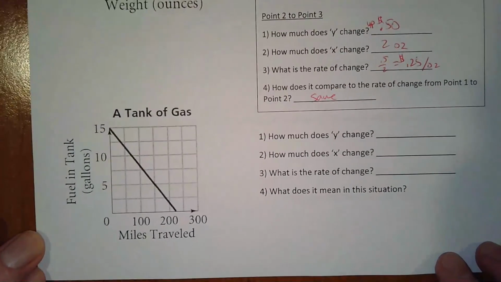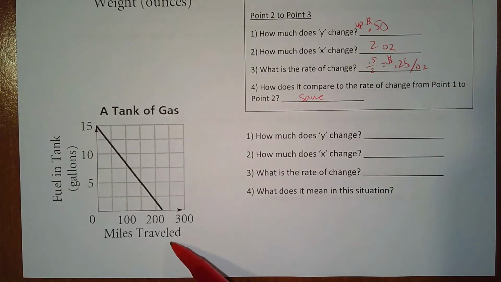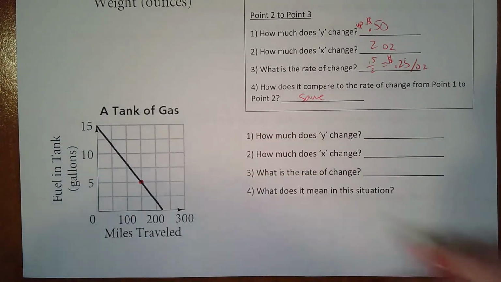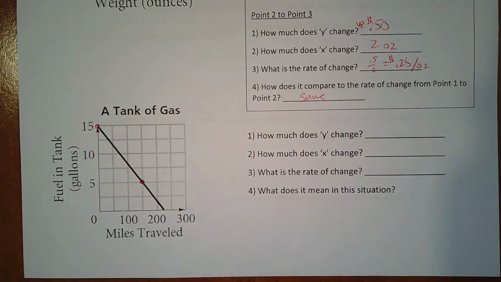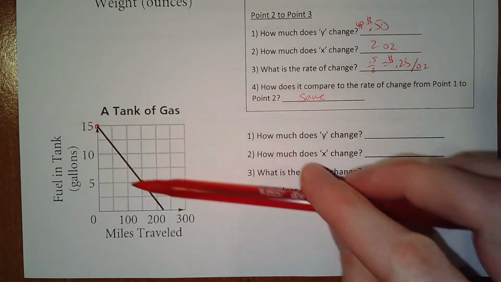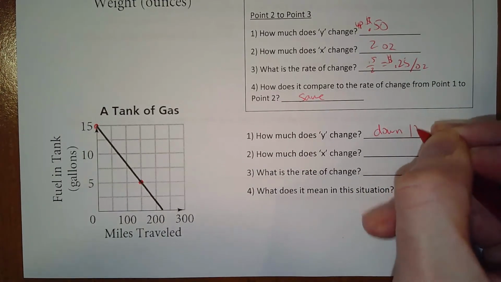Okay, looking down here at a tank of gas, we've got the fuel in the tank, miles driven. So it makes sense that as you drive, you'd be using fuel, and the fuel in the tank will be going down. So pick 2 points on the graph, and I'm trying to look for nice neat corners. Okay, here looks like it's on a corner, and the only other corner I see is this one. So using those points, how much does the y change? So here it's at 15, there it's at 5. Okay, so that's down 10 gallons.